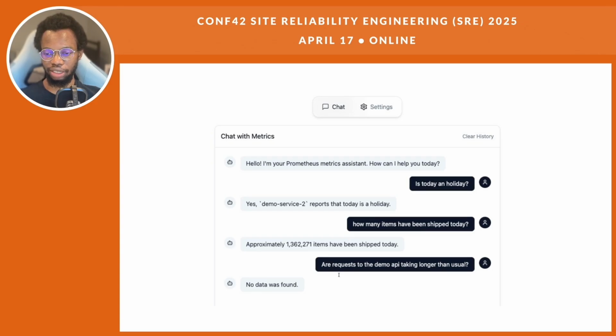And then lastly, there's a third question here where we are trying to ask questions around the demo API and if it's taking longer than usual. Unfortunately, as you can see from the screenshot, the AI system responds that there is no data found. So we'll look at that and try to figure out why that happened as well.